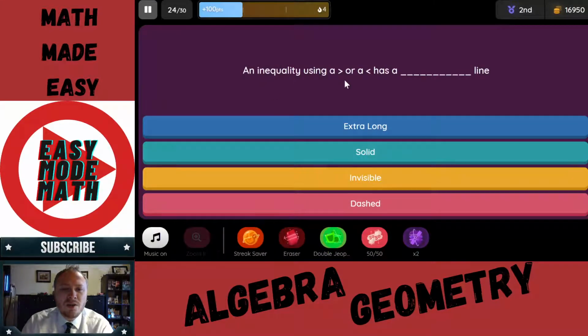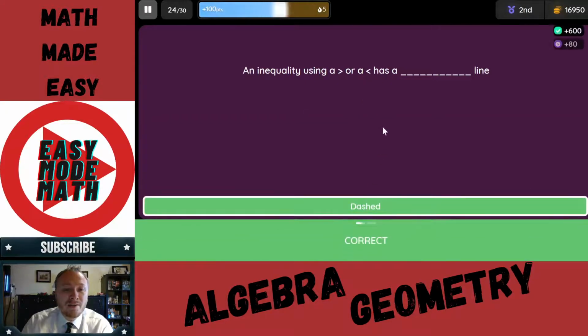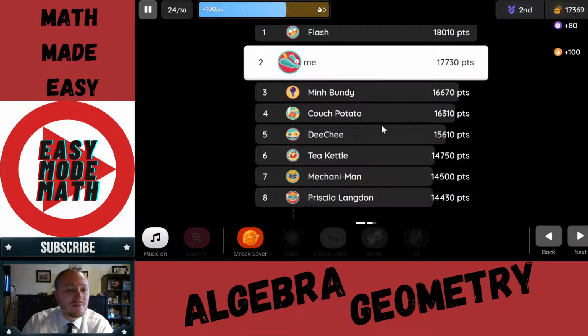An inequality using greater than or less than has what type of line? Is it extra long, solid, invisible, or dashed? Which type of line will these two symbols create for your inequality? That would be a dashed line. Dashed or dotted.